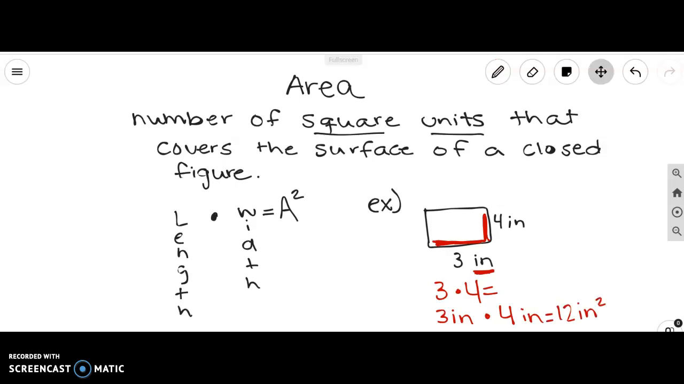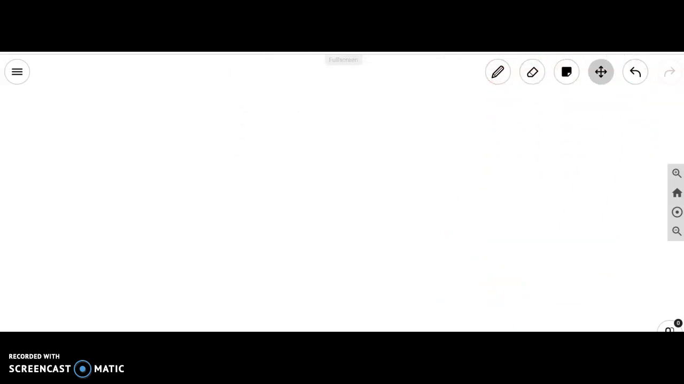So let's go ahead and do one together. Okay, here is our example. This time we're going to have a square. And we know with squares that all of the sides are equal. So when we have a square and the measurement, let's say, is 5 inches, we know this side is going to be 5 inches, and this side is going to be 5 inches, and that side is going to be 5 inches. So they're all going to be 5 inches.